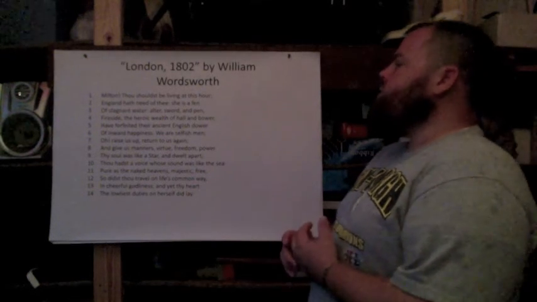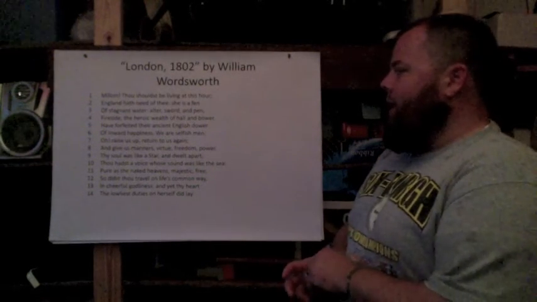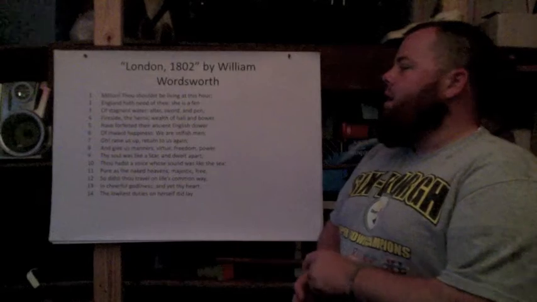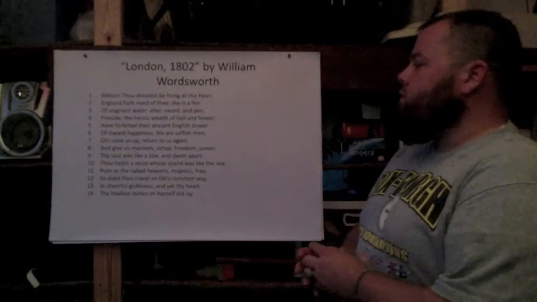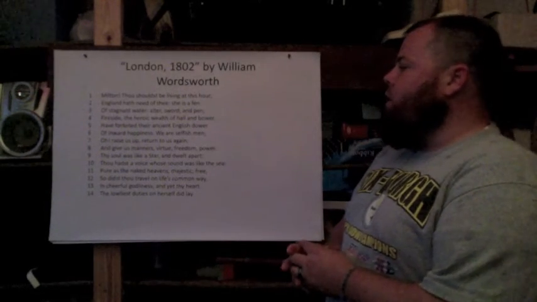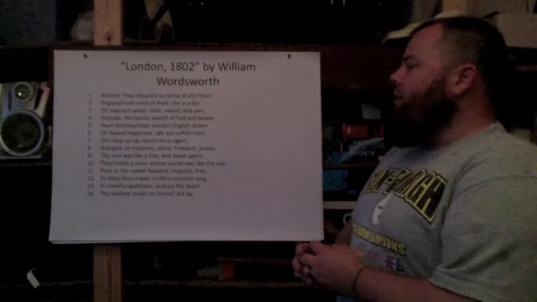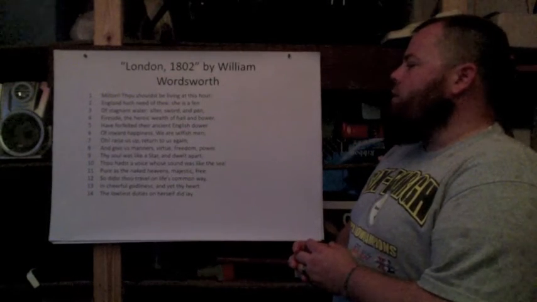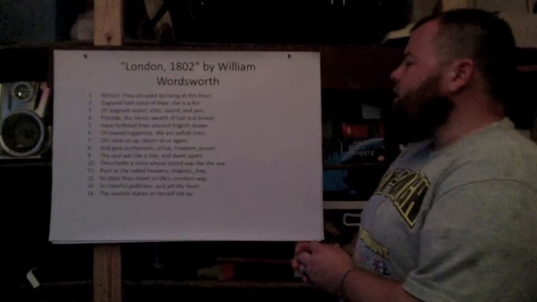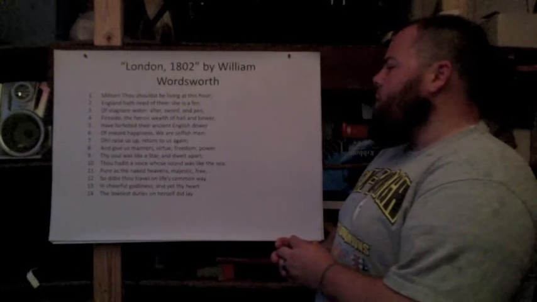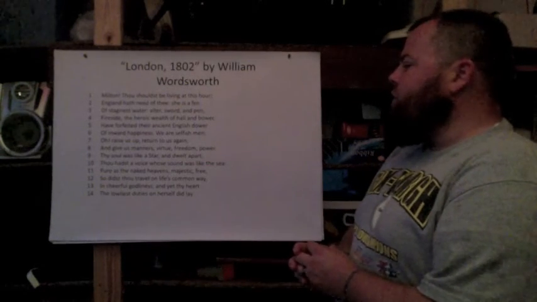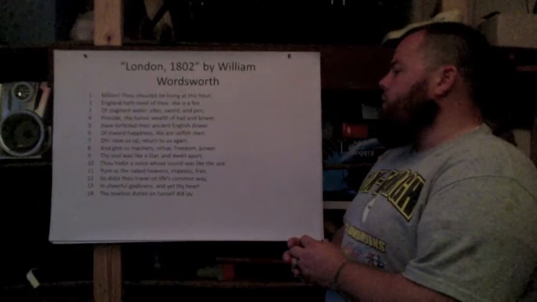Milton, thou shouldst be living at this hour. England hath need of thee, she is a fen of stagnant waters. Altar, sword, and pen, fireside, the heroic wealth of hall and bower, have forfeited their ancient English dower of inward happiness. We are selfish men. Oh raise us up, return to us again, and give us manners, virtue, freedom, power.